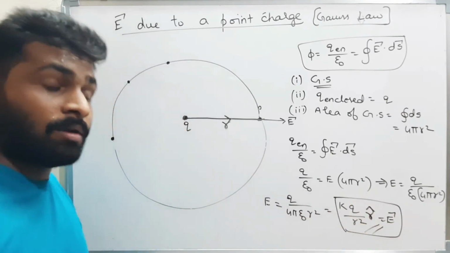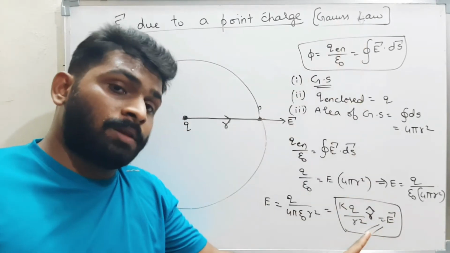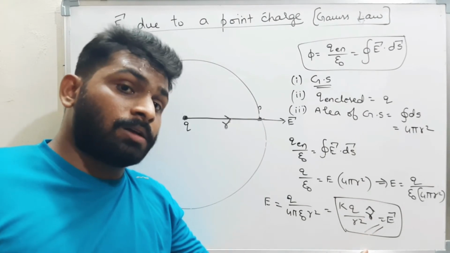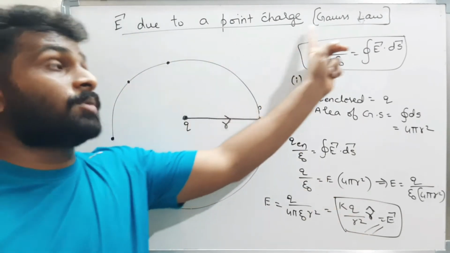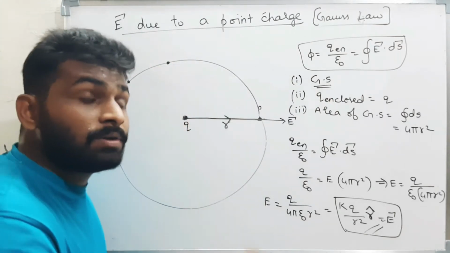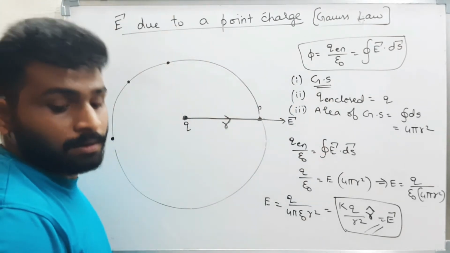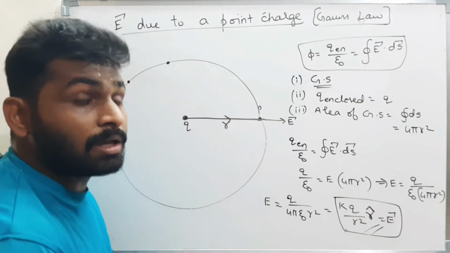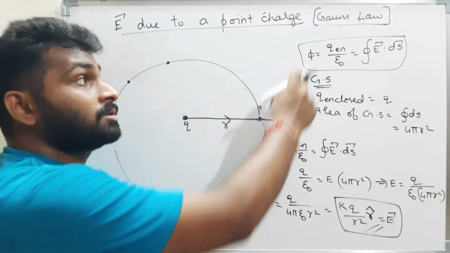Previously, I got the same formula. Now, by using the Gauss law, I got the same formula. And this is clear: how to find the electric field intensity due to a point charge by using the Gauss law. Okay, now we'll see the electric field intensity due to an infinitely long wire by using this Gauss law.